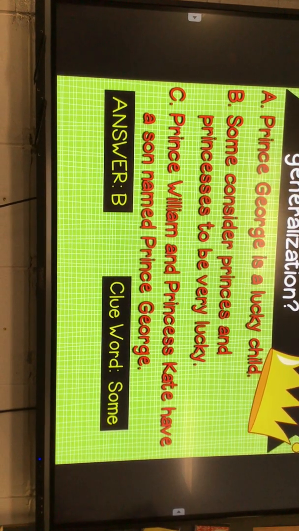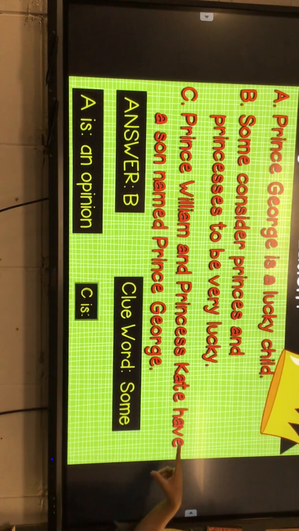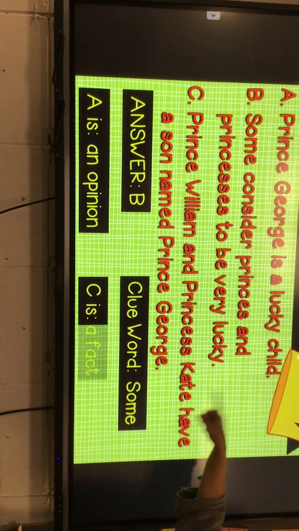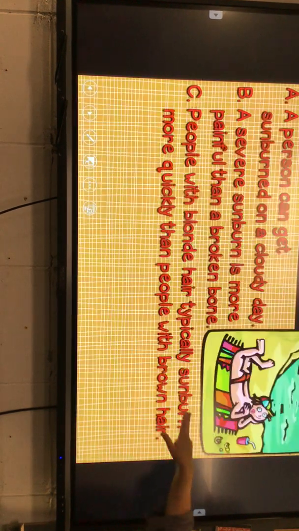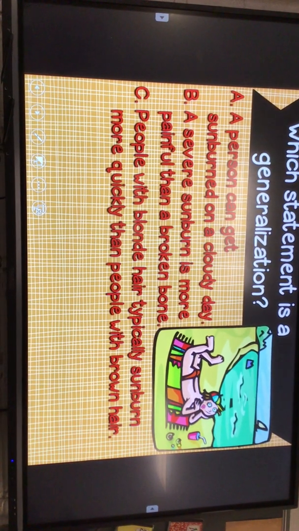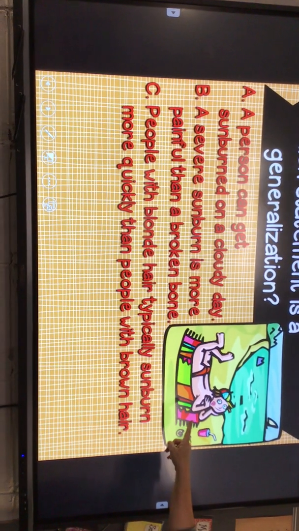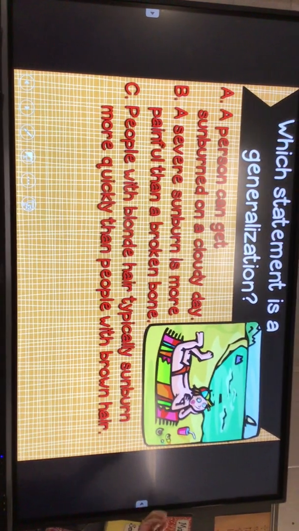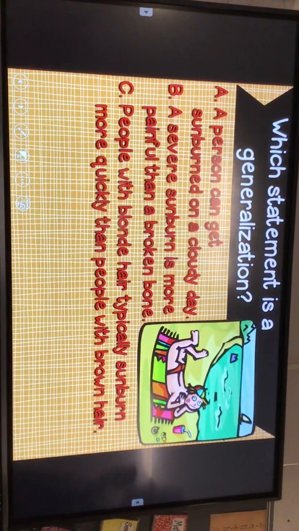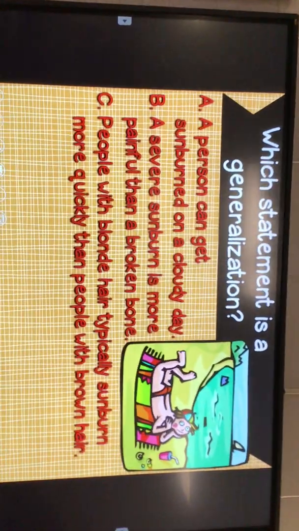Which one? Show me. C. Good, that is a fact. And then that leaves, oh, I said that backwards. All right, come on. Which statement, once again, we're looking for the generalization. Is it A, a person can get sunburned on a cloudy day, B, a severe sunburn is more painful than a broken bone, or C, people with blonde hair typically sunburn more quickly than people with brown hair? Is it A, B, or C on the generalization?